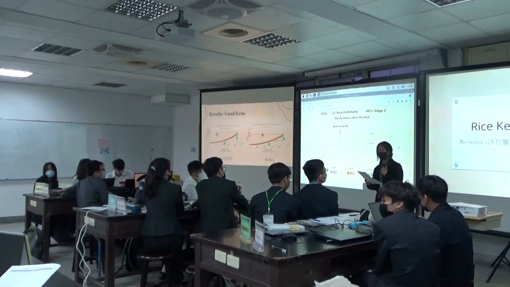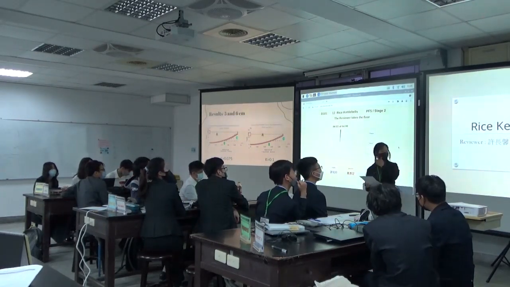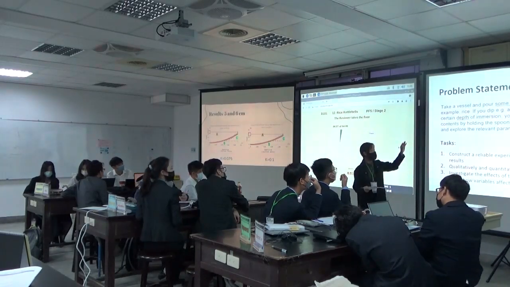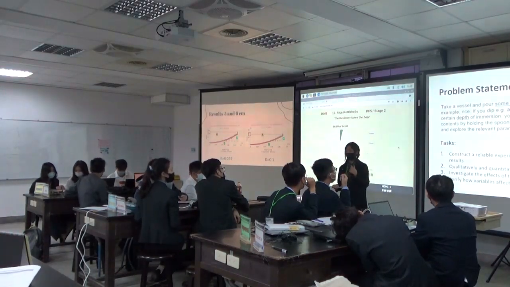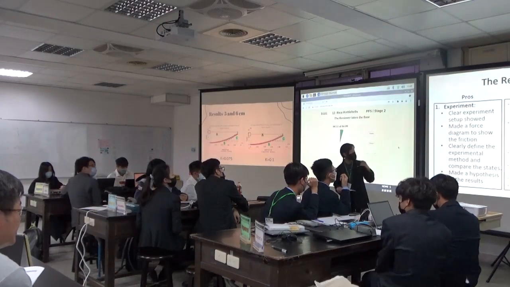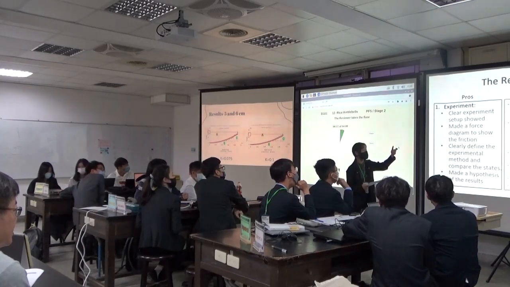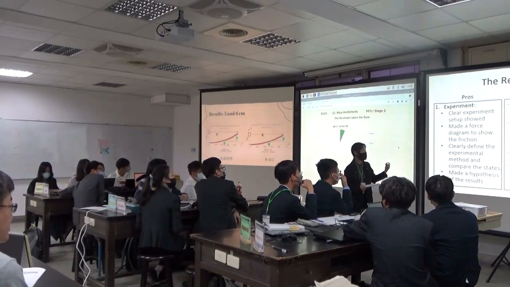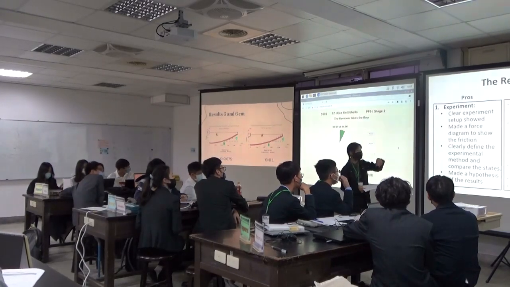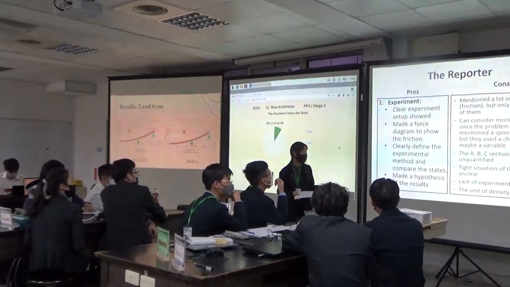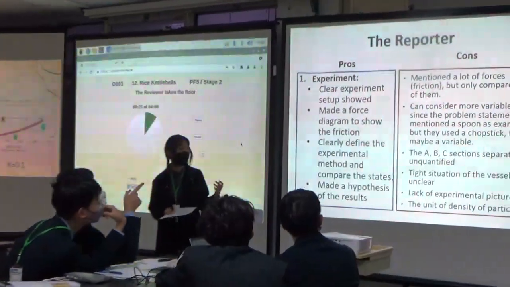Okay, I am the reviewer from Team Local, and today I'm going to talk about the rice kettlebells. So these are the pros and cons of the reporter. In the experiment, they have a force diagram to show and draw the frictions, and they also clearly define the experimental method and compare statistics. They also made a hypothesis of the results.